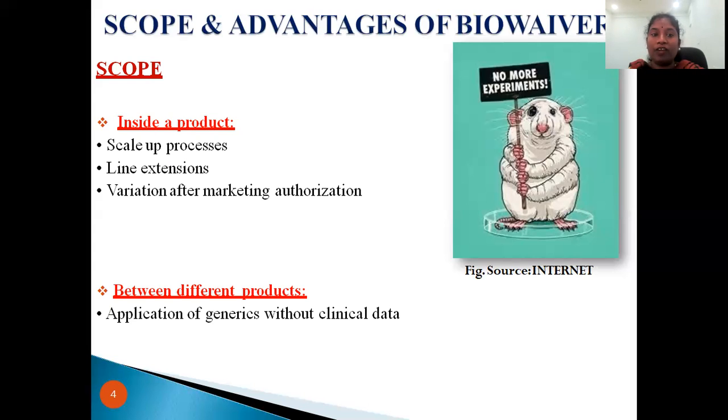And what are the advantages of these biowaivers? These clinical trials are very expensive, and sometimes they are unethical. The human ethical committee sometimes will object to the clinical trials. At that time, these biowaiver procedures are very useful, and they also reduce the time, as I already told you, and also the production cost. Okay.